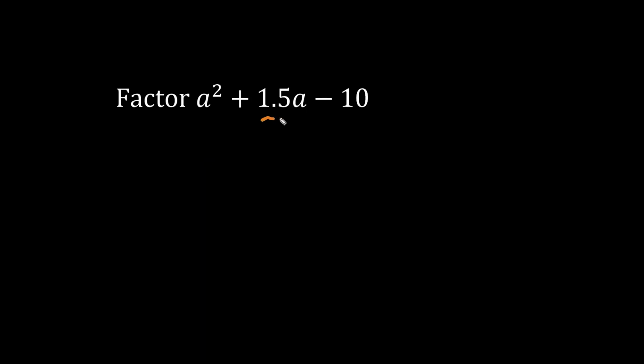Now, it's kind of hard to factor when we're dealing with decimal numbers, so why don't we try getting rid of the decimal by pulling out a half of the whole thing. So when we say 1/2 times 2a squared, we get the first term. And when we double 1.5, we get 3. 3a multiplied by 1/2 is 1.5a. And we also double this, so we get negative 20.